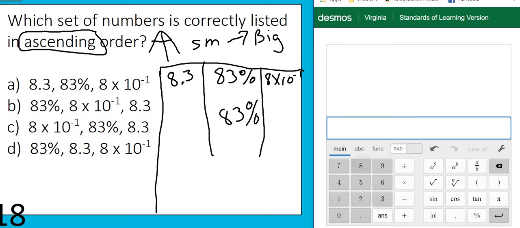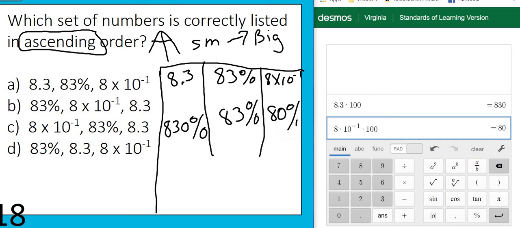Come over here and take that 8.3 times 100, and you get 830%. Then we're going to take the number in scientific notation, 8 times 10 to the negative 1. We're going to multiply that by 100, and we're going to get 80%. Okay? And we're going in ascending order going up. So that means we're going to start with the smallest one, which happens to be 80%. So 8 times 10 to the negative 1 has to be our first number.